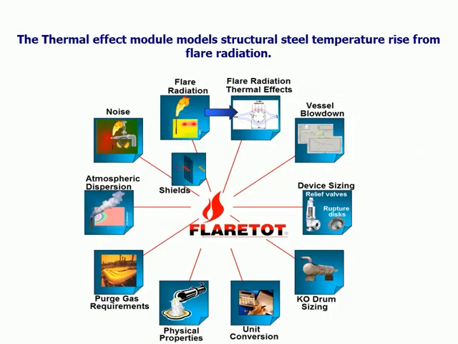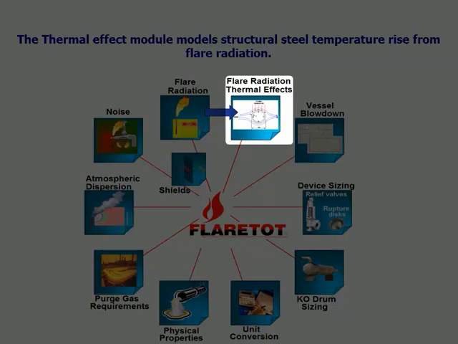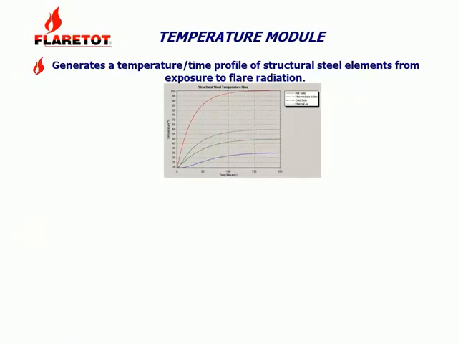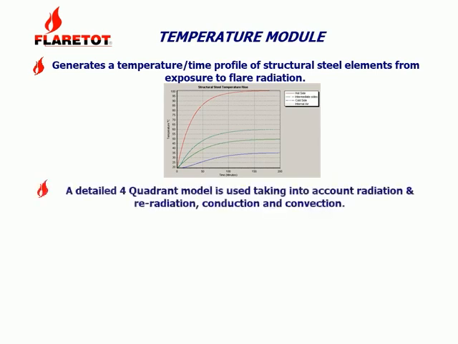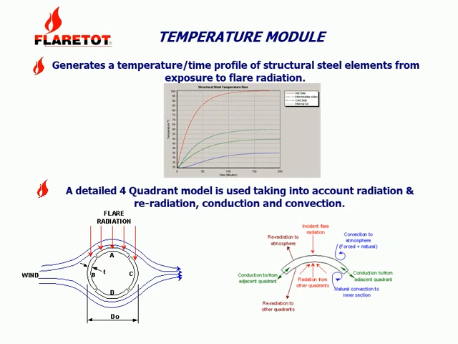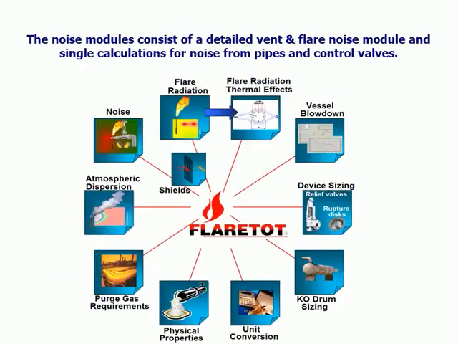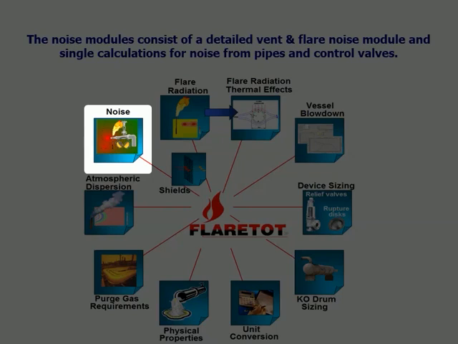Next we examine the thermal effect module, which models structural steel temperature rise from flare radiation. The temperature module predicts the temperature increase with time for structural steel elements which are exposed to flare radiation. A detailed model is used which takes into account all radiation, heat conduction and convection effects. The model divides tubular elements into 4 quadrants to ensure more accurate modeling. The noise modules consist of a detailed atmospheric vent and flare noise module, as well as single calculations for noise from pipes and control valves.